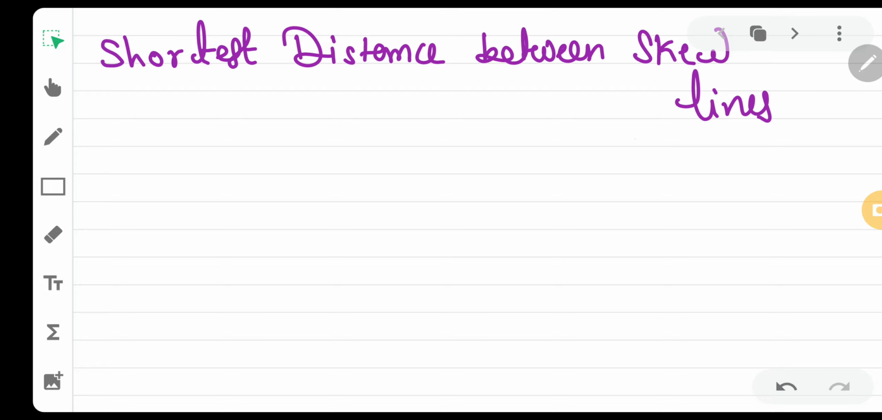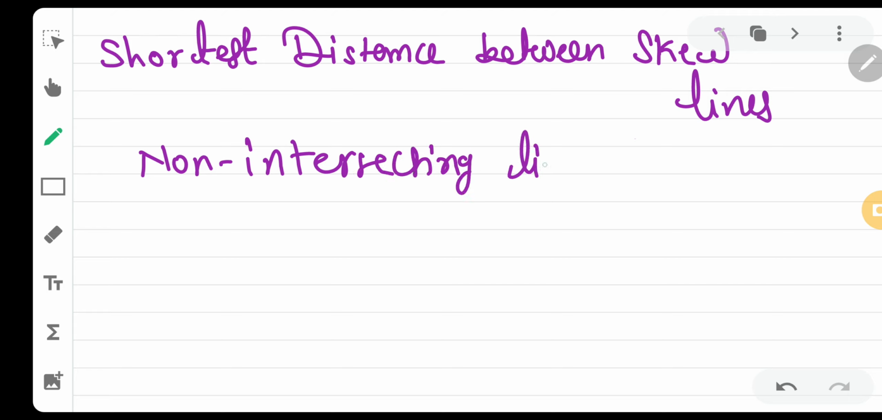So today we are going to learn shortest distance between skew lines. Now before learning shortest distance, we need to learn what are skew lines. It is very difficult to understand what skew lines are, because in our childhood days we are taught non-intersecting lines are parallel lines. That's what we are taught, right?